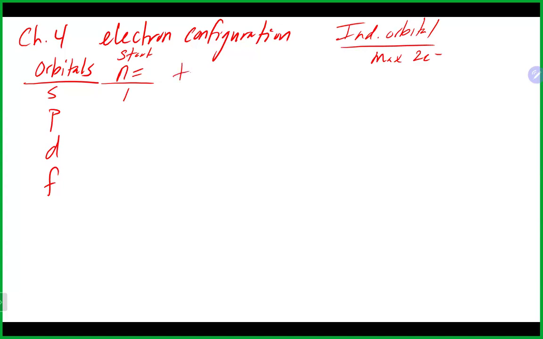There's only one type of s orbital, and that means that the maximum number of electrons that you could put in any s orbital on any level is going to be 2 electrons.